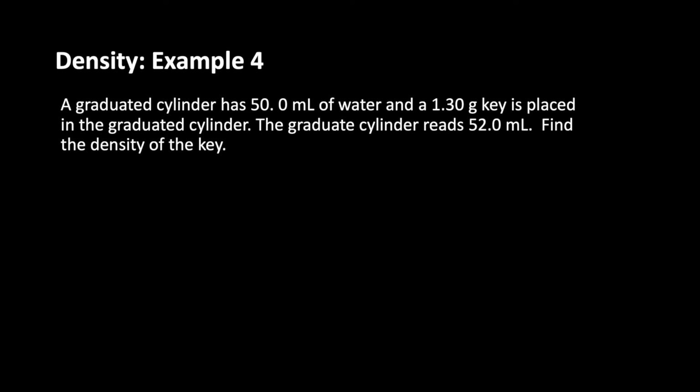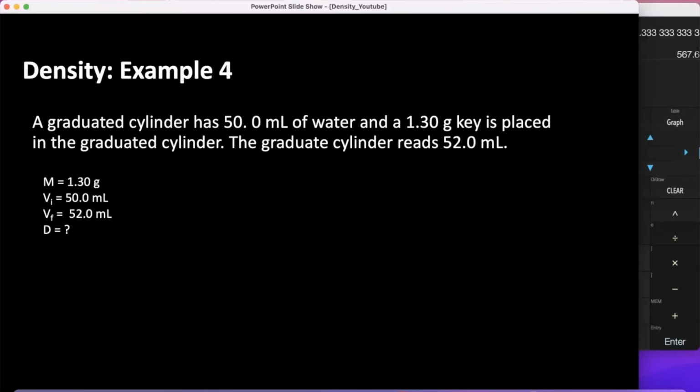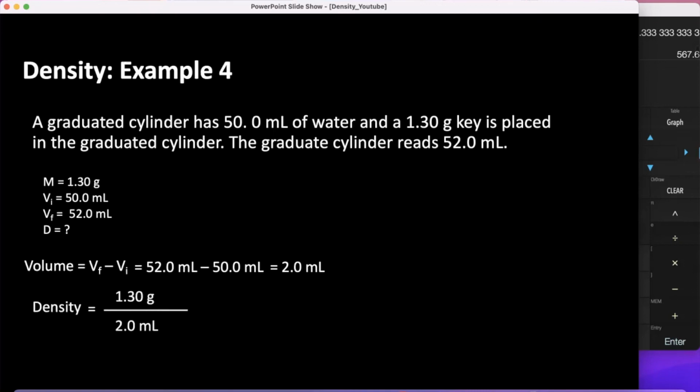So first, you write down what you have for mass, such as 1.30 grams. And then now you do initial and final volume because you want to figure out your total volume in the end. And then you're solving for density, so that's a question mark. Volume. It's final minus initial volume. So 52 minus 50 is 2. You keep your decimal places the same when you're subtracting and adding.